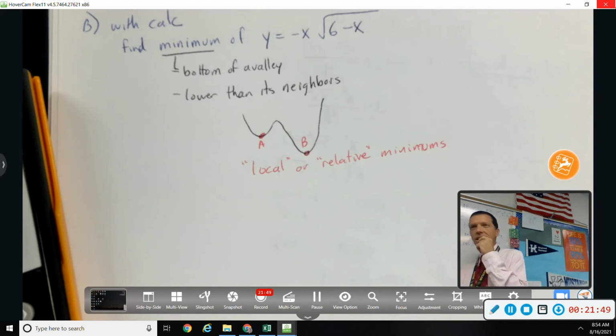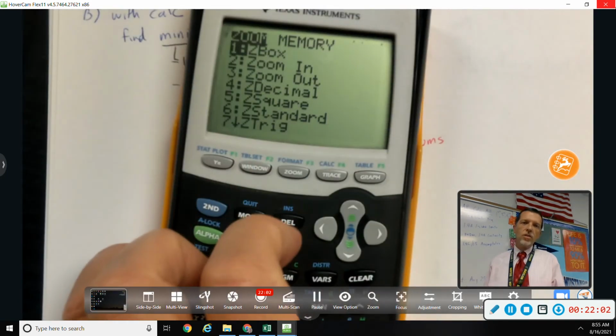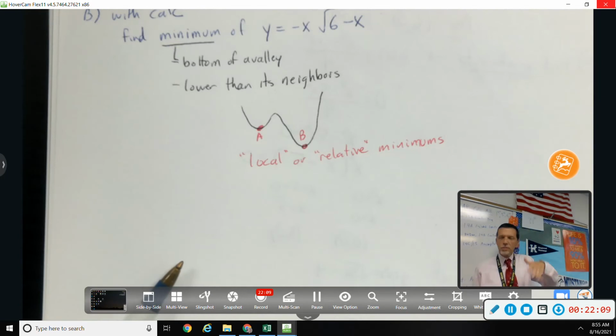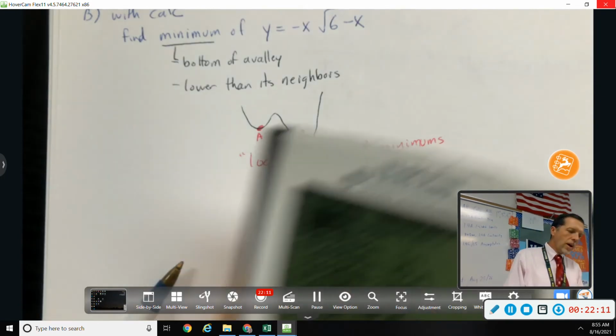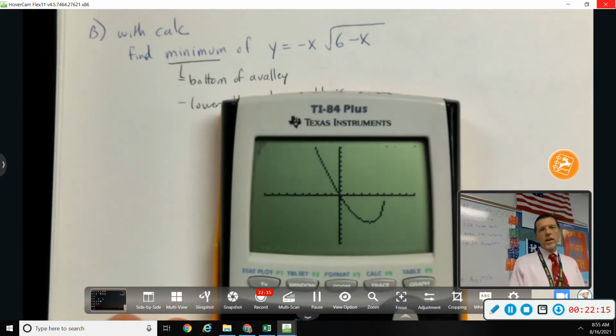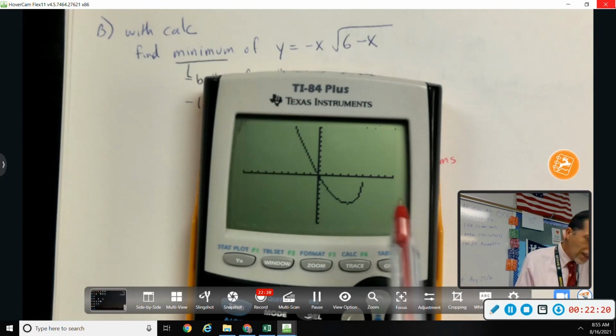My calculator keeps on every time I try and click graph, it just says window range, but it's an error. Go to Zoom and pick Zoom Standard. That might fix it. Zoom and then Zoom Standard. So minimums are the bottoms, maximums are the tops. Let's go back to this particular graph. Negative x square root of 6 minus x. We can tell by looking like the minimum's there.